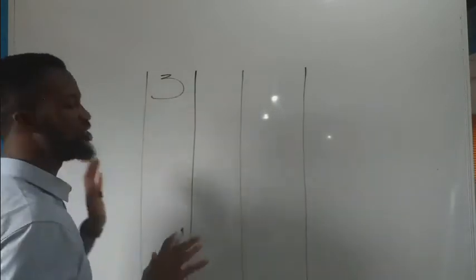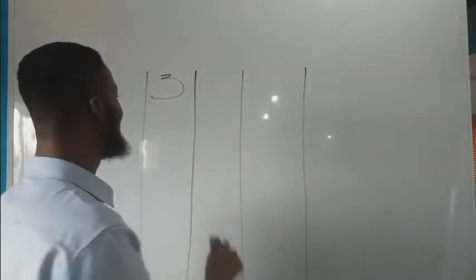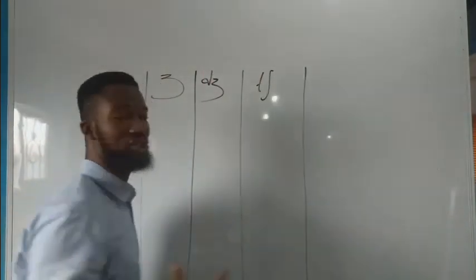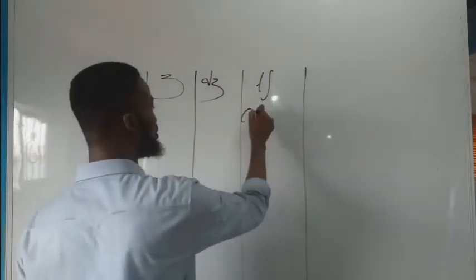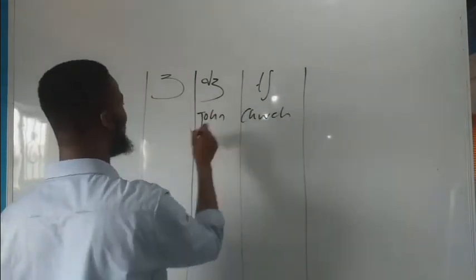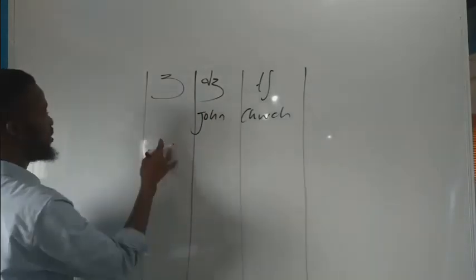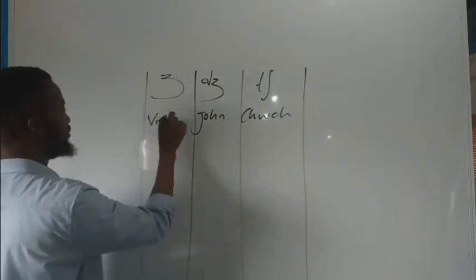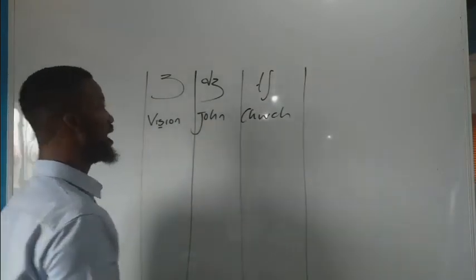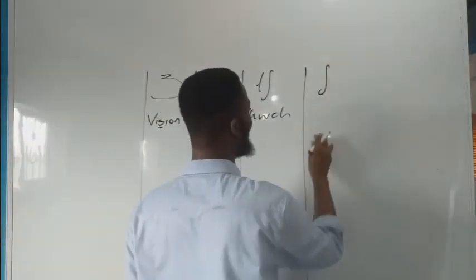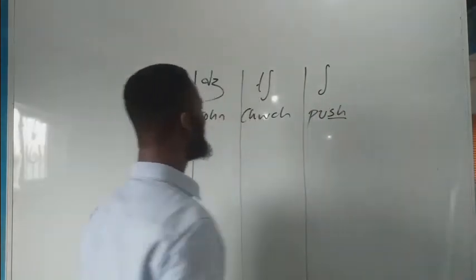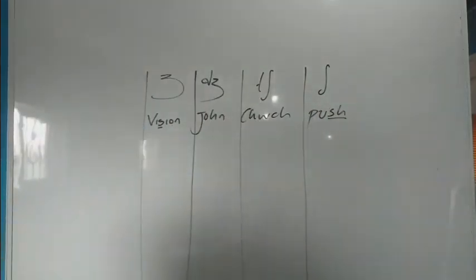This is ch, like when you say church. This is J, like when you say John. This is the sound in vision. This S you're looking at here is not pronounced as in sit, it's called vision. And the other one is sh, like when you say push. So we're going to be looking at these four sounds.